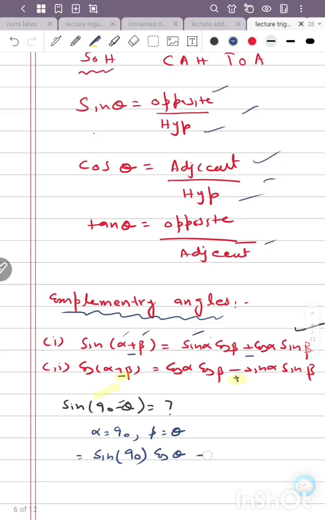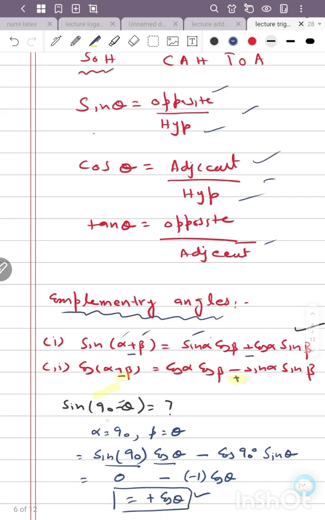The formula here is sine 90 cos theta minus cos 90 sine theta. Okay, dear friends, sine 90 is 1, so sine 90 cos theta is cos theta. Next one is minus cos 90, and cos 90 is 0, so that term is 0. Okay, dear friends, we got the answer. So sine 90 minus theta, the answer will be cos theta. You can memorize this formula for different questions.